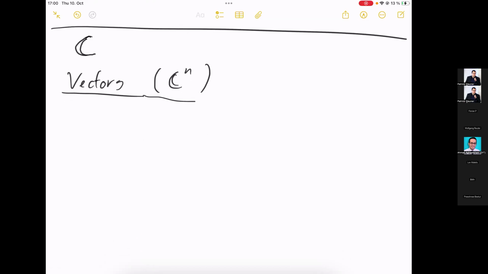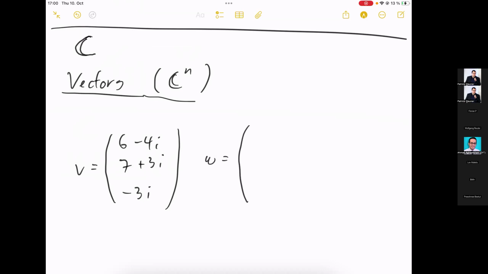For example, we have, say, a small v. The first vector has elements 6 minus 4i, 7 plus 3i, and minus 3i. And then we have w, another vector, which is 16 plus 2.3i, minus 7i, and minus 4i.